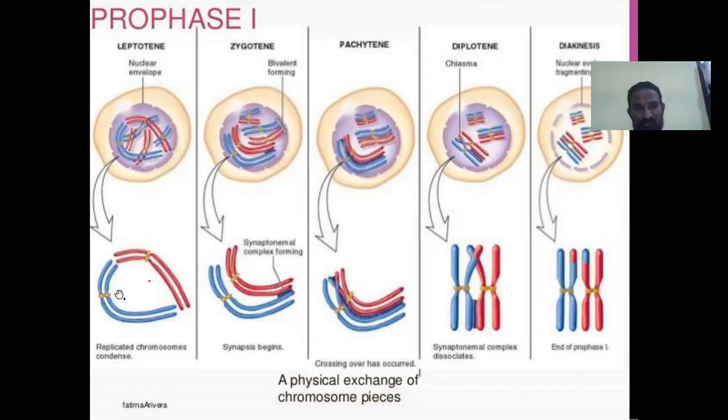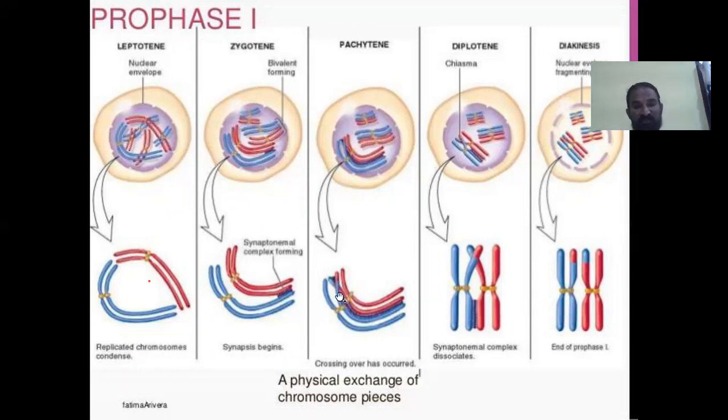diakinesis. Here the chromosome contains sister chromatids which are red in color, and the other chromosome contains blue chromatids. These two blue ones are called sister chromatids, and these two red ones are called sister chromatids, and the blue and red ones are called non-sister chromatids. In the zygotene, the non-sister chromatids attach with each other to form a synaptonemal complex. After that, crossing over takes place.